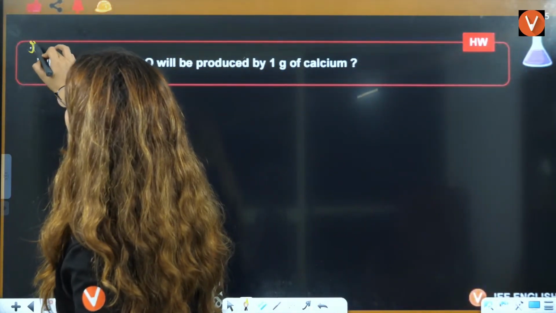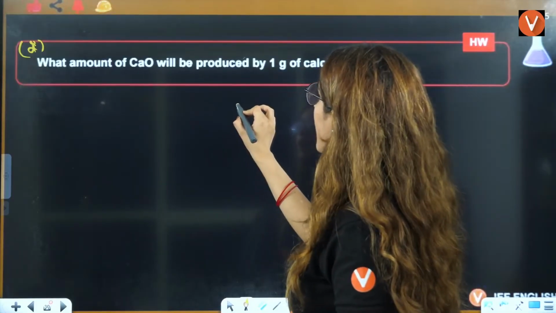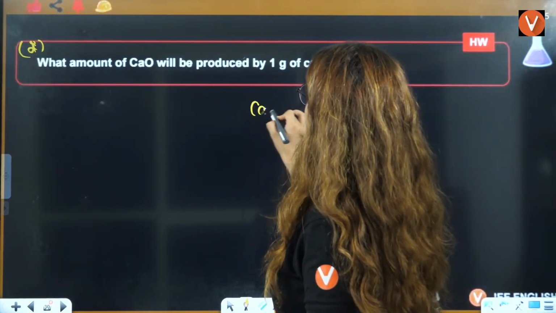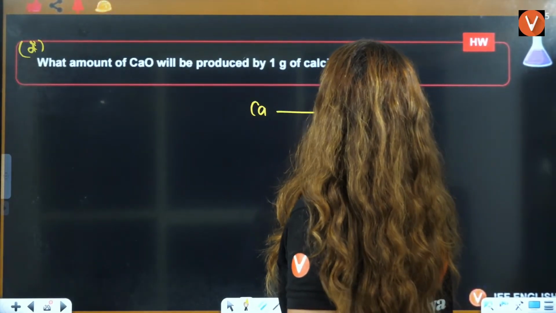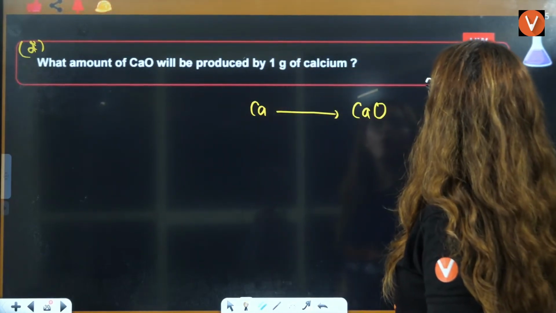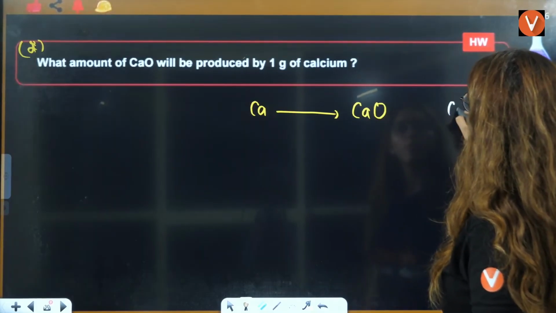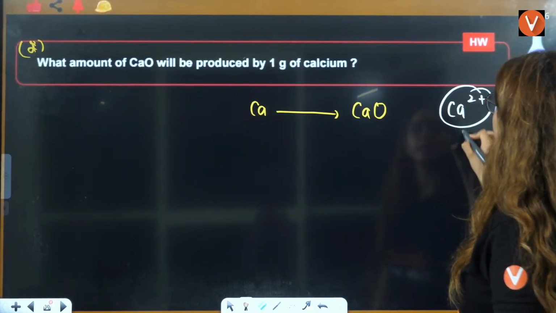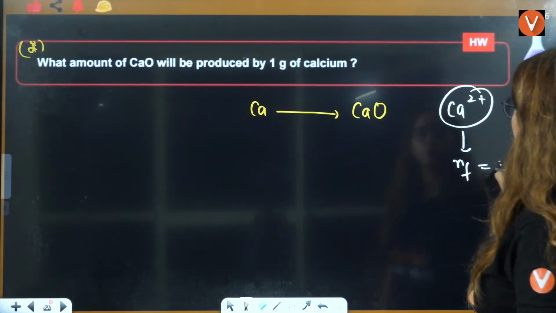See, here I'll also give you a hint. You have calcium and they are saying CaO is formed, right? Just remember the n factor of calcium. Calcium also always exists as Ca2+, so the n factor is 2, right?